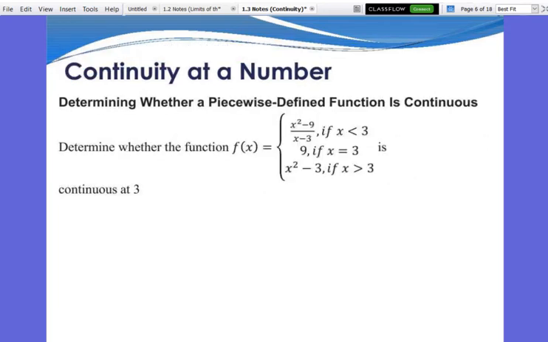Determine whether the piecewise definition is continuous at 3. For it to be continuous at 3, all parts have to go to the same number. So if I plug in 3 for this one right here, what's it going to be?